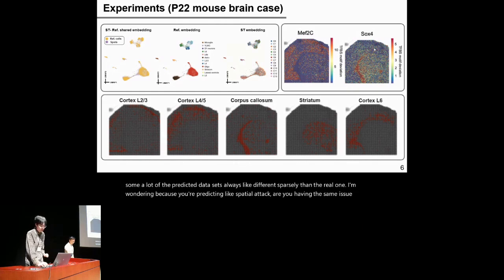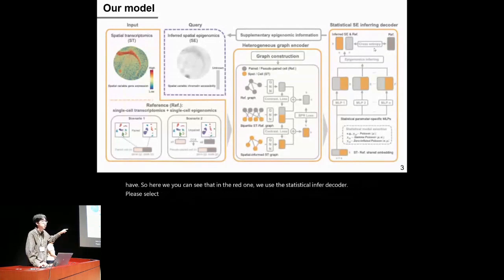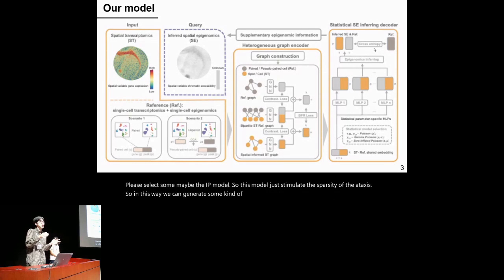Yes, we have. So here you can see that in the red one, we use the statistical inference decoder. Here we select maybe the ZIP model. This model simulates the sparsity of the ATAC-seq. In this way, we can generate sparse spatial epigenomic data. So I think this statistical model is very good.